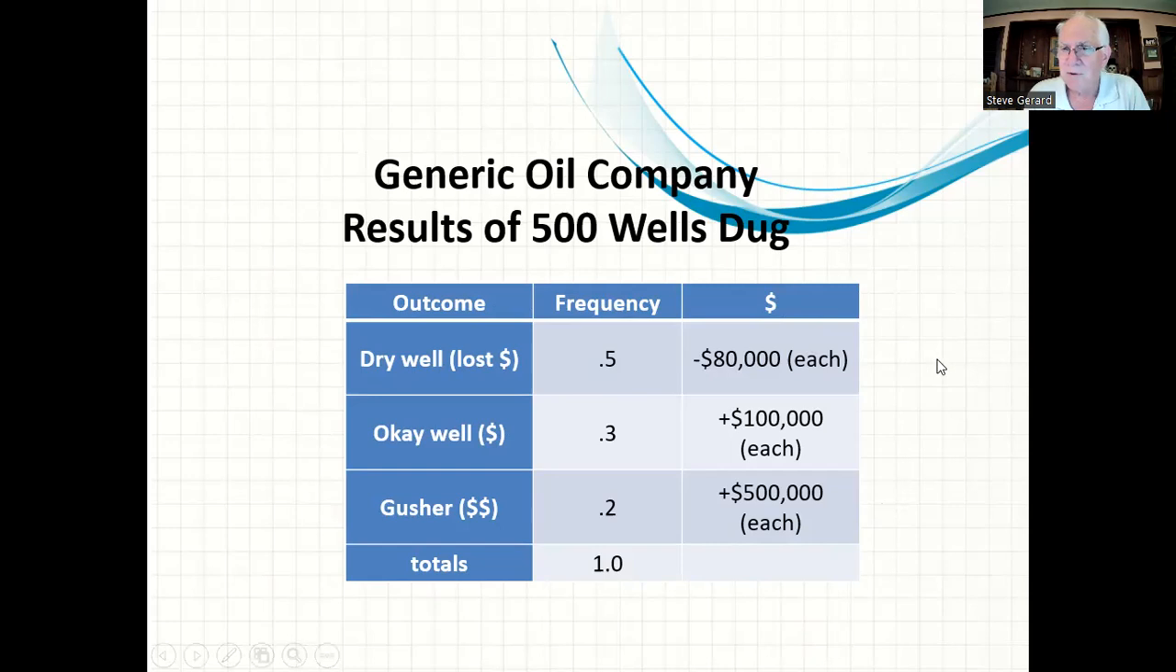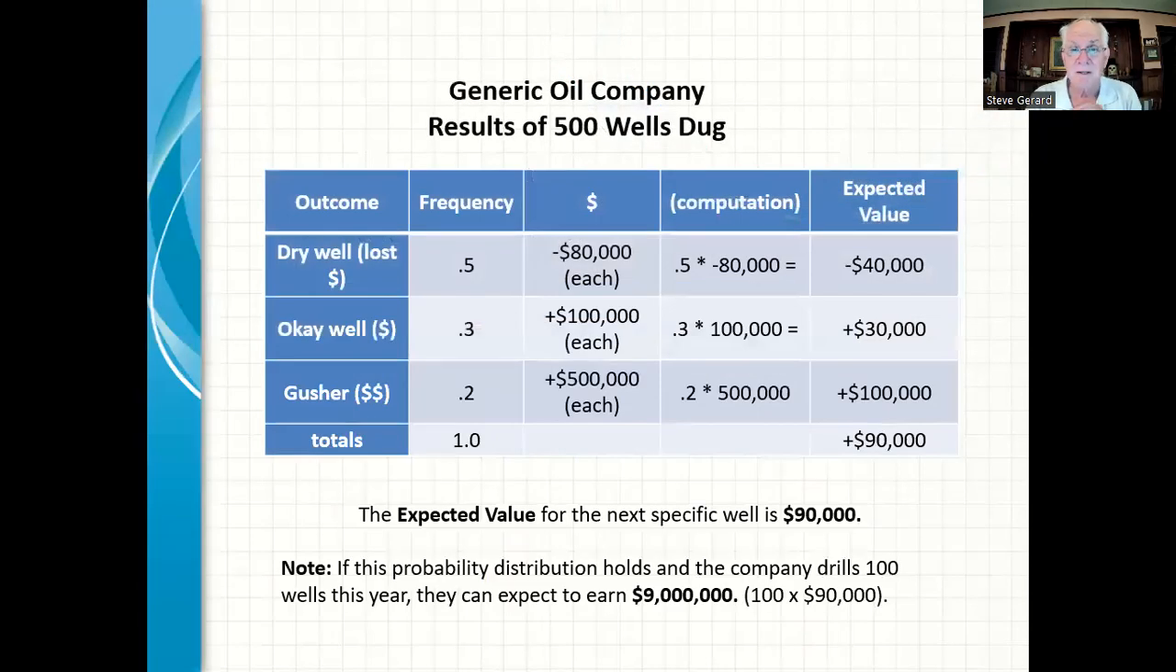Well, one of the things you think about is, well, should I keep going? Because half the time I'm losing money here. Well, you can use the same process, which is a thing called expected value, to get at this. The way you figure out an expected value is you multiply the frequency by the net amount in this process. In this case, for a dry well, half the time, 0.5 times negative $80,000 gives me a negative $40,000.